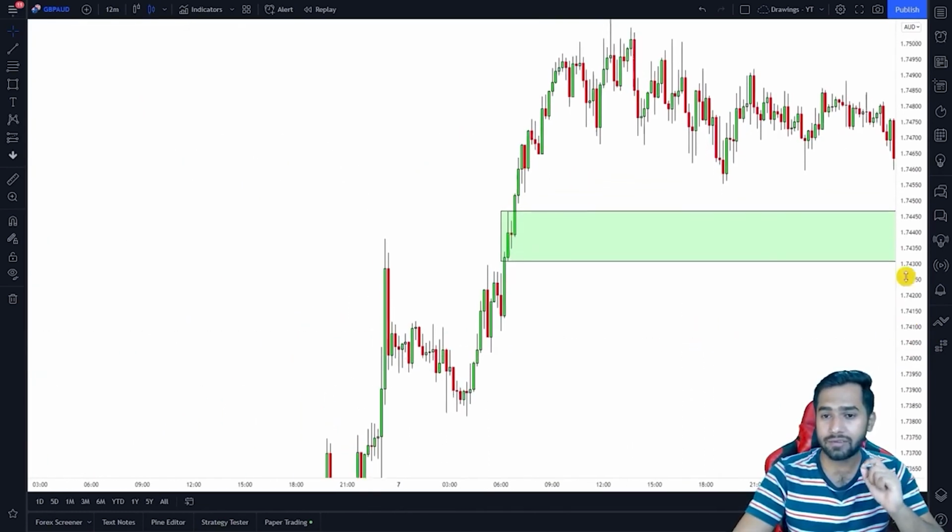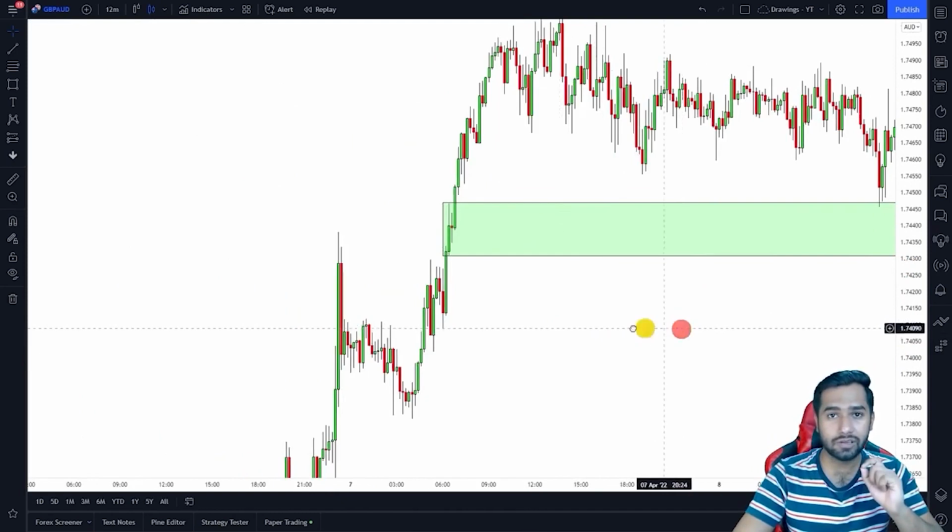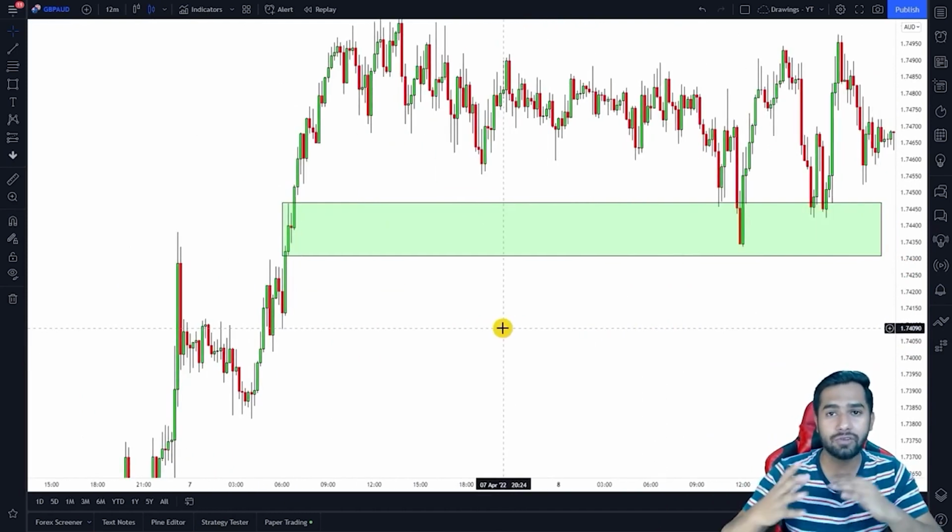Here, as I was saying, you should also be looking for any other confluence that you can add, but always keep in mind that you should not increase the number of confluences to anywhere above 3, because that would decrease the probability of you finding trading setups.